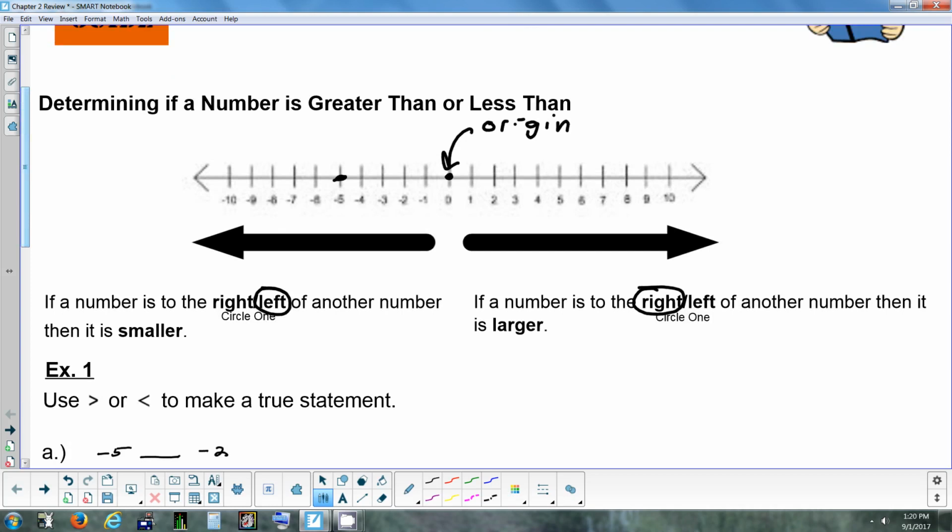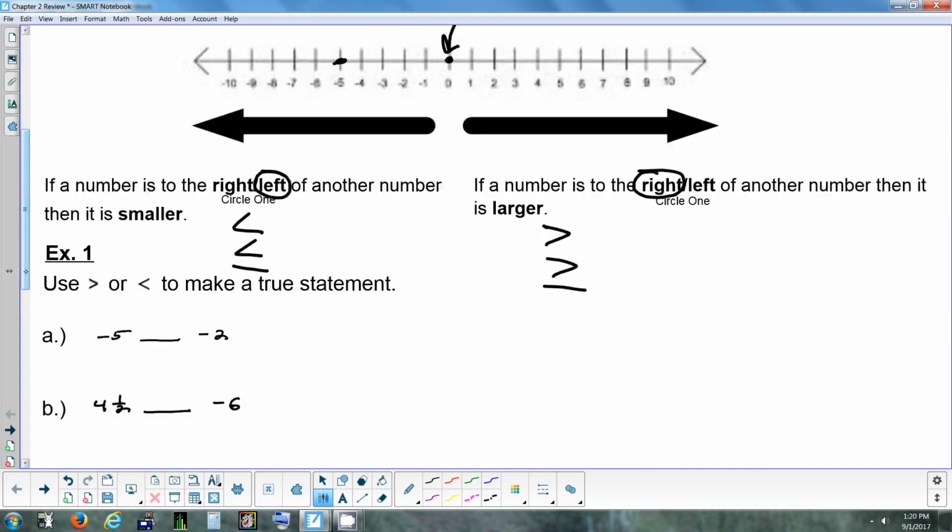Okay, and what's the symbol we use for less than? Does anyone tell me what that looks like? So that symbol or that symbol, both of those mean less than or smaller than. How about larger than or greater than? Yeah, it's the other way. Now, I wrote two versions of each symbol. The top one is greater than. What's the bottom one? Greater than or equal to. So in this next part, you're only going to use one of those two symbols. There's no less than or equal to or greater than or equal to. We haven't got to that yet.